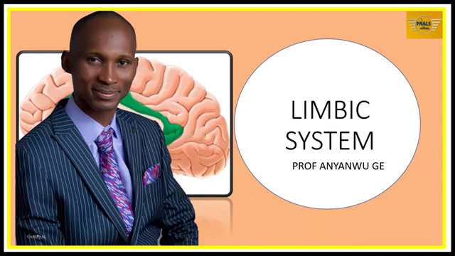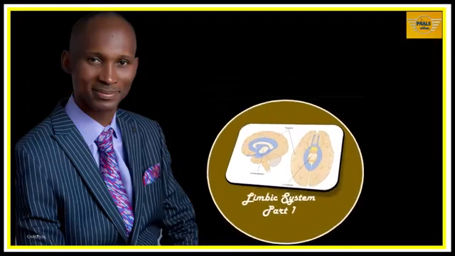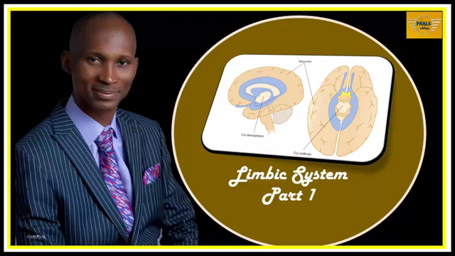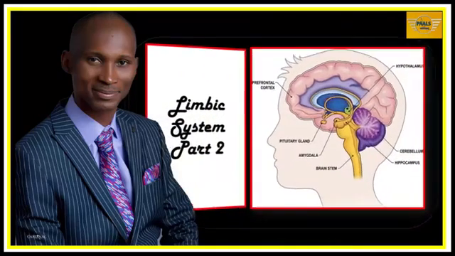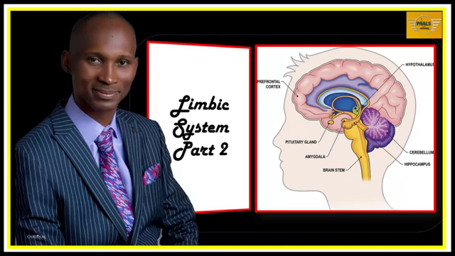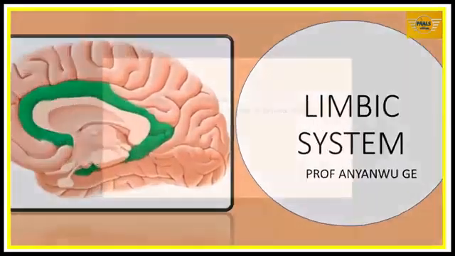In looking at the limbic system, we are going to take it in two parts. In the first part, we'll be looking at the cortical components of the limbic system. And in the second part, we'll be looking at the subcortical components of the limbic system and also the nerve fibers involved. So let's go to class.